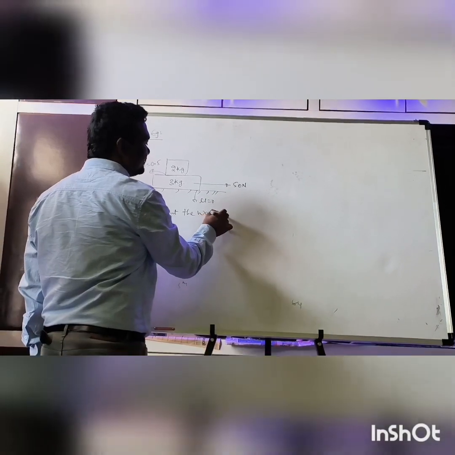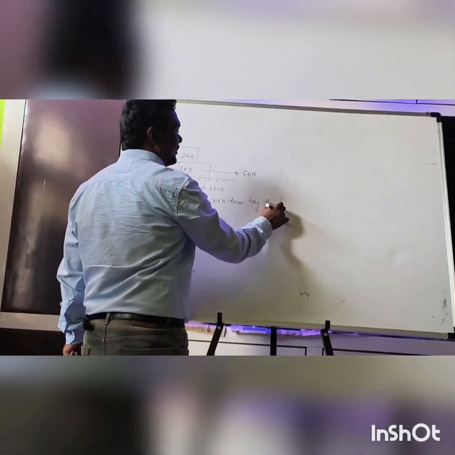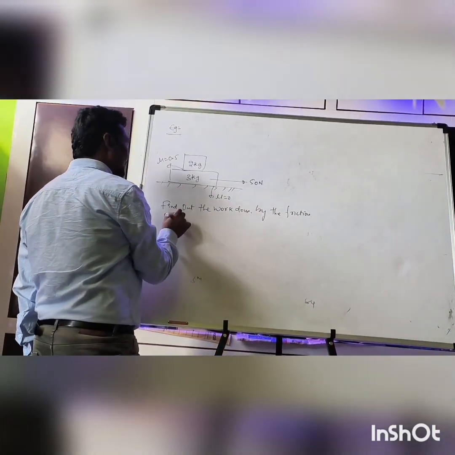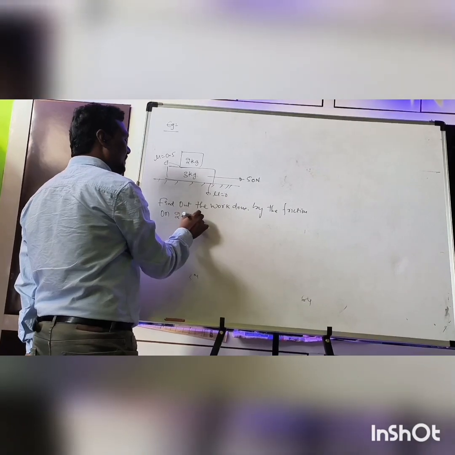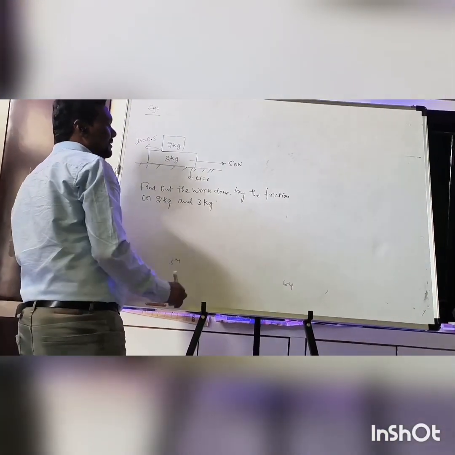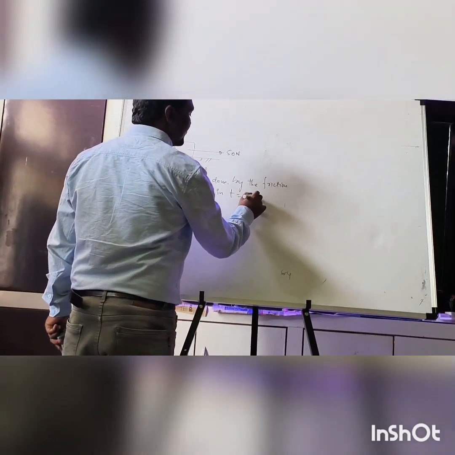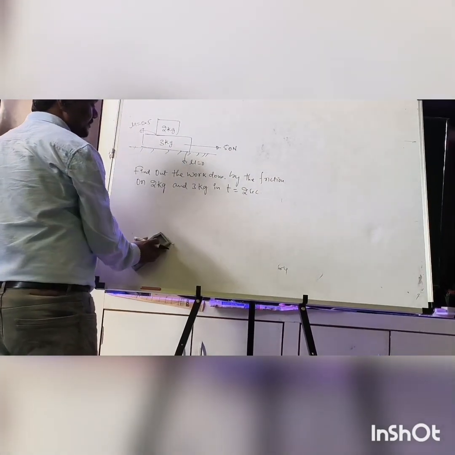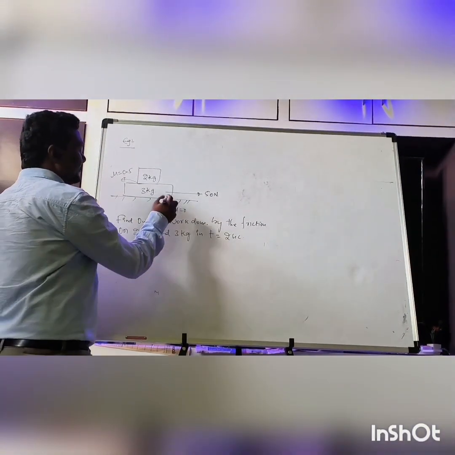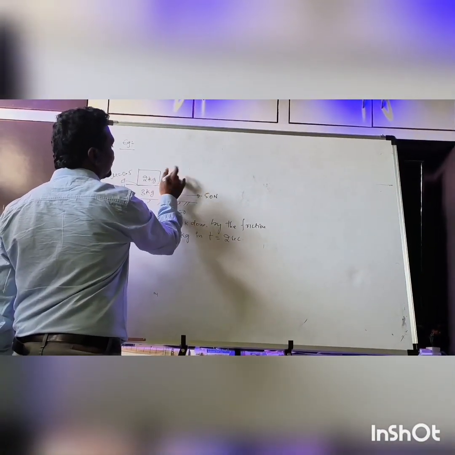Find out the work done by the friction on 2 kg and 3 kg, at t is equal to 2 seconds. Now we have to find out the work done by the friction on 2 kg and 3 kg. Initially, the system starts from rest.